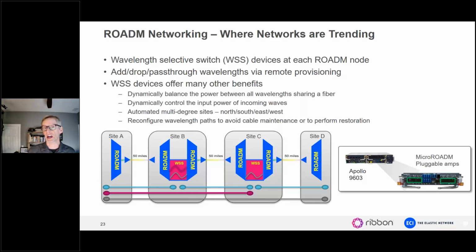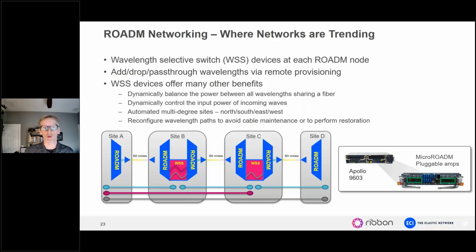WSS devices offer many other benefits other than just manipulating wavelengths. They dynamically balance the power that comes in between all wavelengths that are sharing a fiber. Remember, the line system doesn't deal with bits. It just understands color, and it understands the wavelengths of light, and it understands the power in each wavelength. The WSS understands the power that's contained in each wavelength of light. So it's truly an analog world. So you get to dynamically balance the power between all waves sharing a fiber.